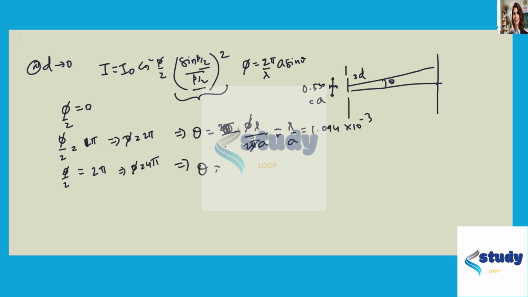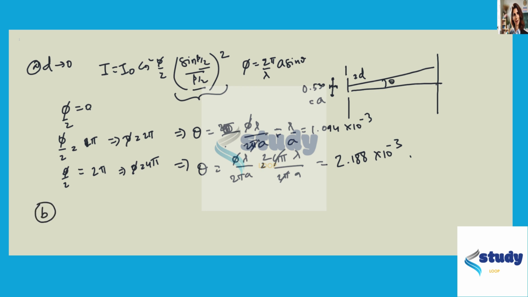In the second case, theta is phi lambda by 2 pi a. Now phi is 4 pi in this case, which gives us 2 lambda by a. So that is twice the first answer. That is 2.188 times 10 to the power minus 3 radians.